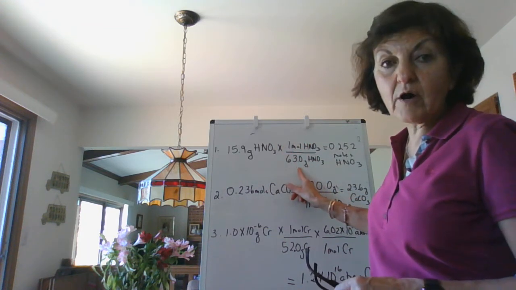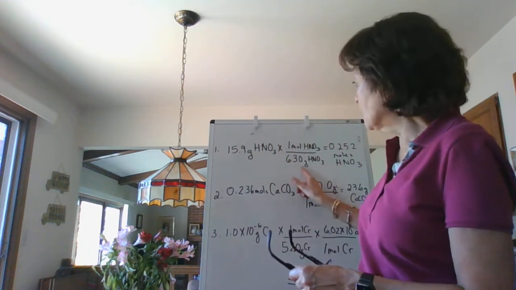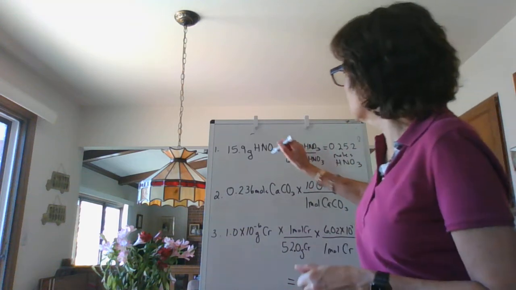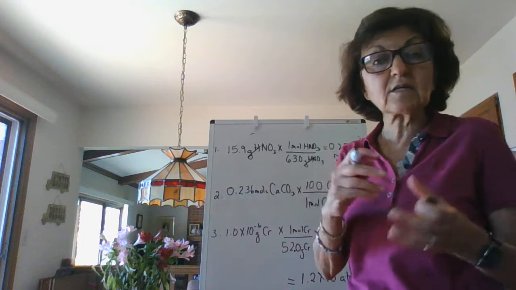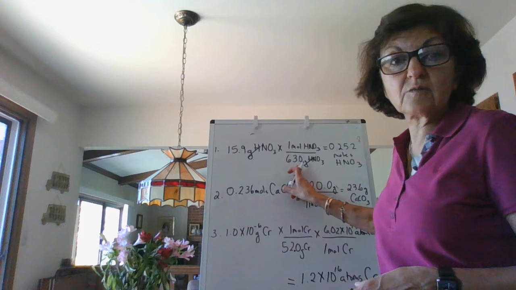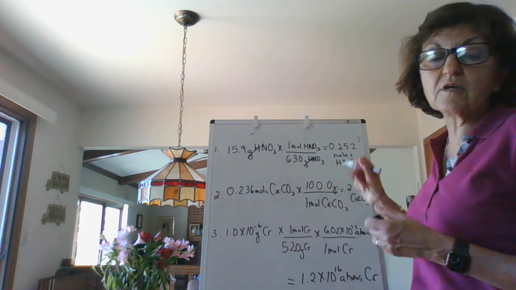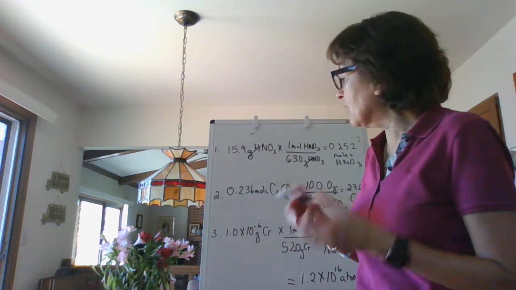Why did I put it on the bottom? Because dimensional analysis, whatever unit you want to get rid of, you put down here. So I put my molar mass, set it up this way, grams of nitric acid cancel with grams of nitric acid. I plug it into the calculator, 15.9 divided by 63.0, you get 0.252 moles of nitric acid. That's the first problem. The second problem does the reverse.